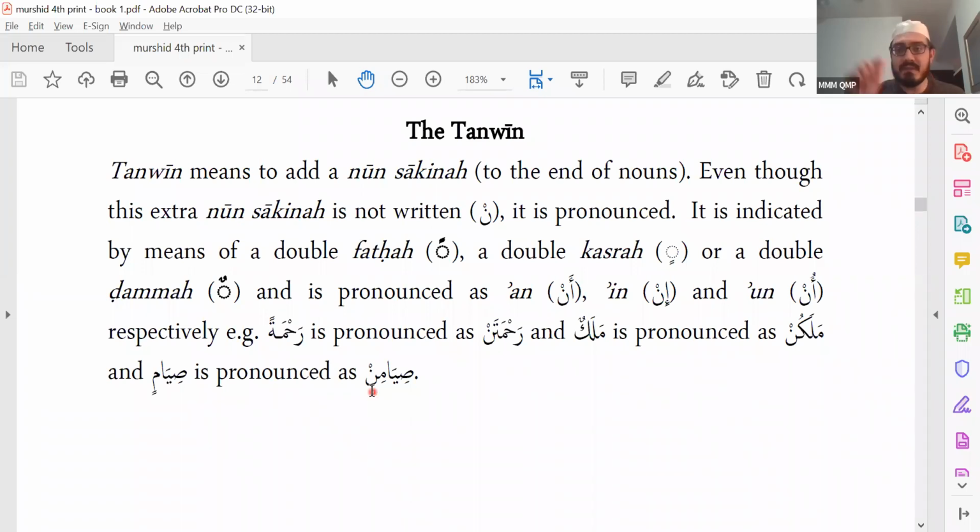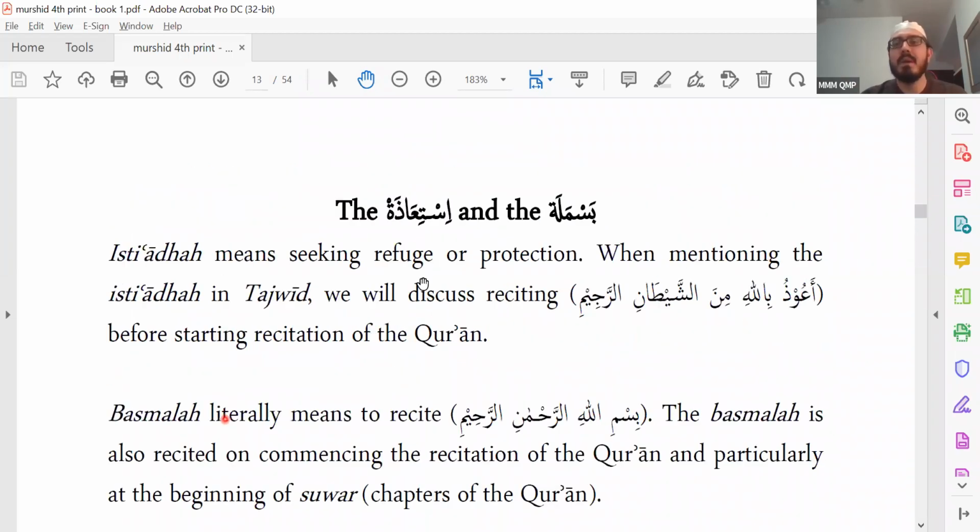Obviously, the Arabs did this because every time they were writing, you don't want to continuously write the noon sakin every time. So they made it easy and they put the tanween there. Okay, everything clear so far, inshallah.